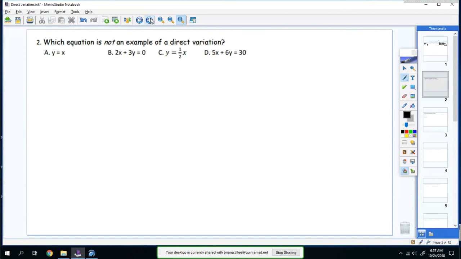So again, it says, which equation is not an example of direct variation? Well, A and C, I know are direct variation because they're not being added by anything. B and D are a little bit different because they're not in the format of y equals mx plus b, which we call slope-intercept form.